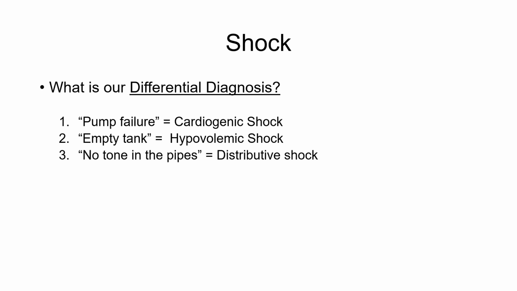No tone in the pipes would indicate a distributive cause of shock. As I said earlier, sepsis is going to be the most abundant of this category, but other things like anaphylaxis, neurogenic causes due to vascular loss of autonomic tone, and then adrenal crisis, which is due to loss of cortisol, which helps regulate vascular tone.